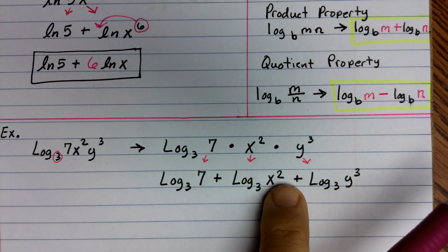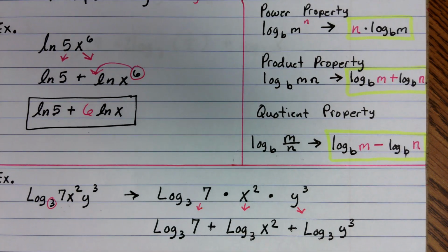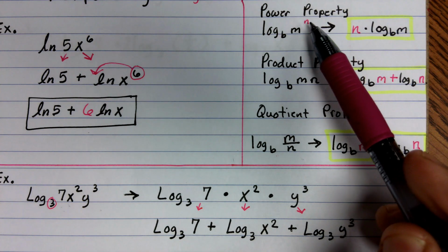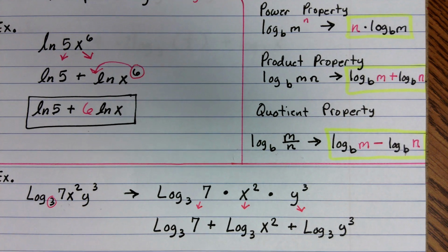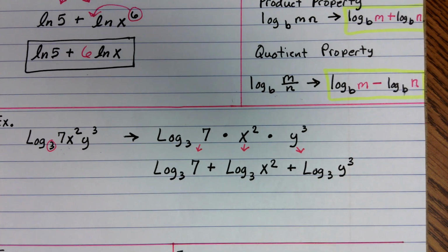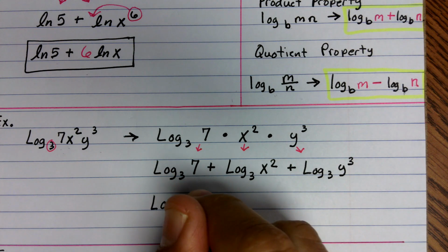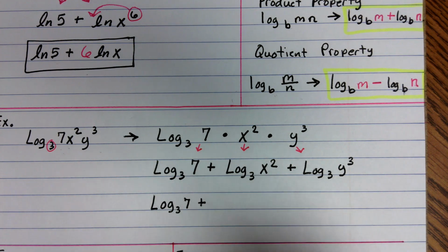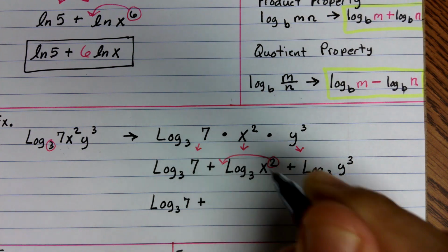Now we're not done yet because we have these powers. And so now we're going to have to use our power property. And we're going to have to take that power that's on the variable and put it before the log to finish this up. So I'm going to go ahead and rewrite this. This is going to be log base 3 of 7 plus, and in this case I'm going to take that power of 2 and run it in front.